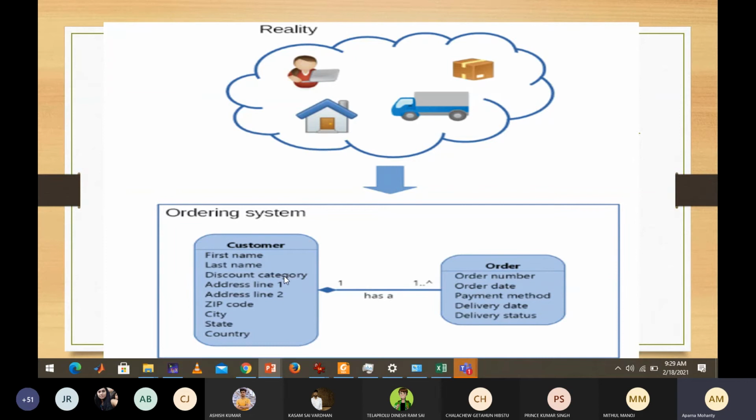The relationship has to be established between the customer and the order. This involves the customer booking the pencil, and the pencil being packed, then shipped and delivered to the house. So this is basically the ordering system of any company, suppose we are manufacturing pencils or whatever it is.